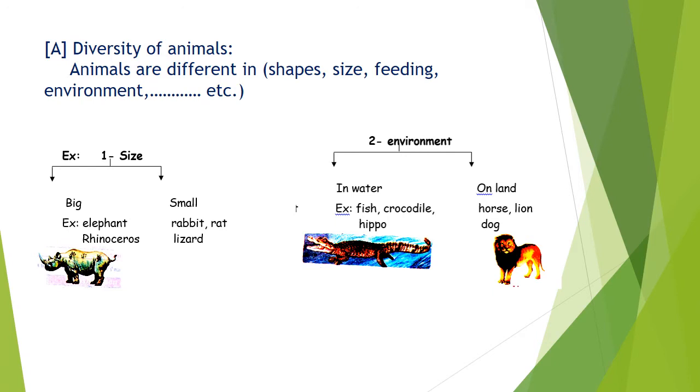Animals have different environments. Animals live in water like fish, crocodile and hippo. Animals live on land like horse, lion.